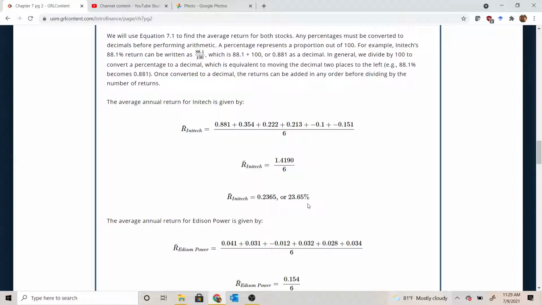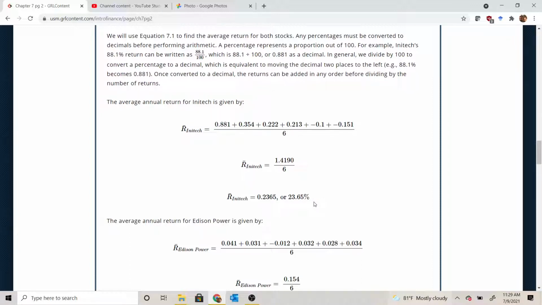Oftentimes we will use this as our best guess about what to expect next period. So since the average over the 6-year period for Initech was 23.65%, we don't really know what to expect next year. So we just say, well, our best guess is that it'll be about 23.65% next year as well, since that was the average over the last 6 years.